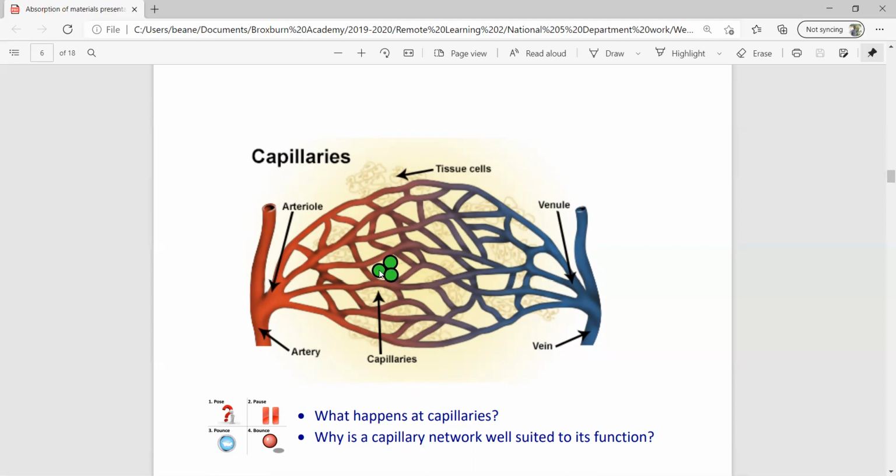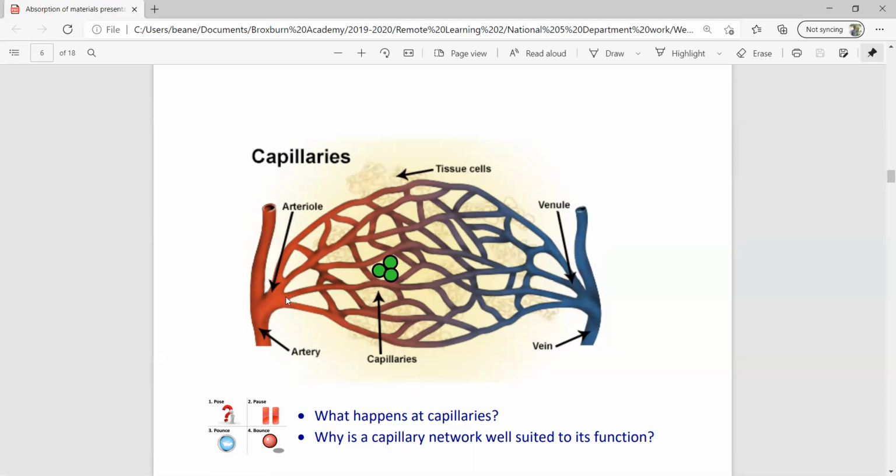And all of these cells need oxygen and they need glucose. So what will happen is the blood is going to be passing through this capillary bed. And as it does so, it's dropping off materials that are needed and it is taking away waste materials into the vein, and then that'll continue on around the body.